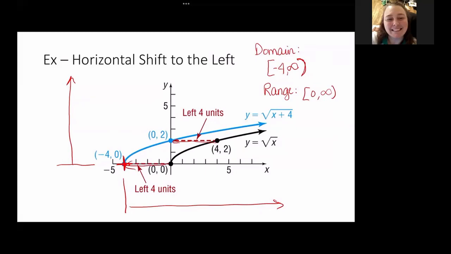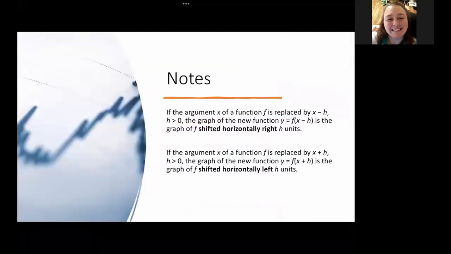Again, let's take some notes on what we just did. So if we have a function with the x being replaced by x minus h, it's a little bit different this time. Before we had minus to the left, plus to the right. This time, if we have y equals f of x minus h as a whole, it is going to go to the right. On the other hand, if your function f is replaced by x plus h, such as on the bottom here, then it's going to go to the left h units.